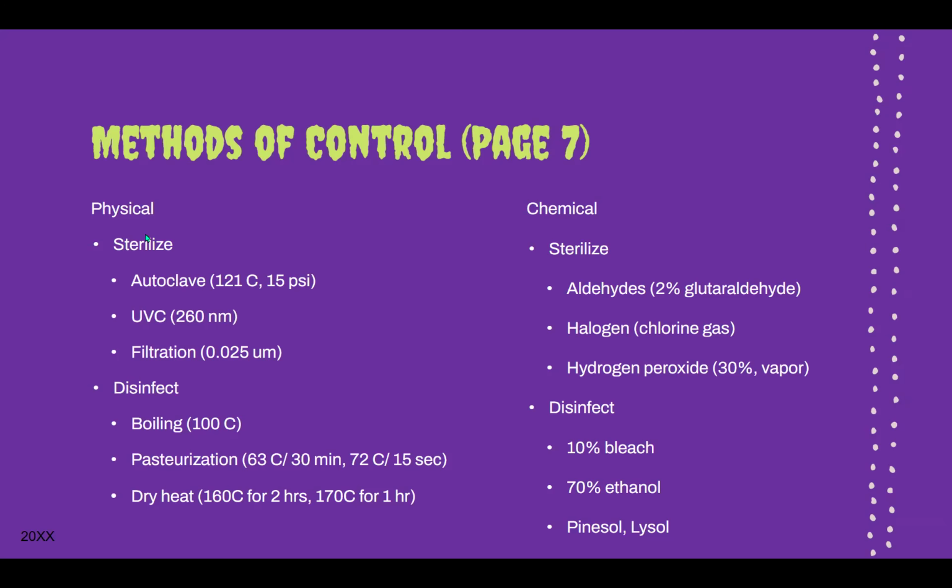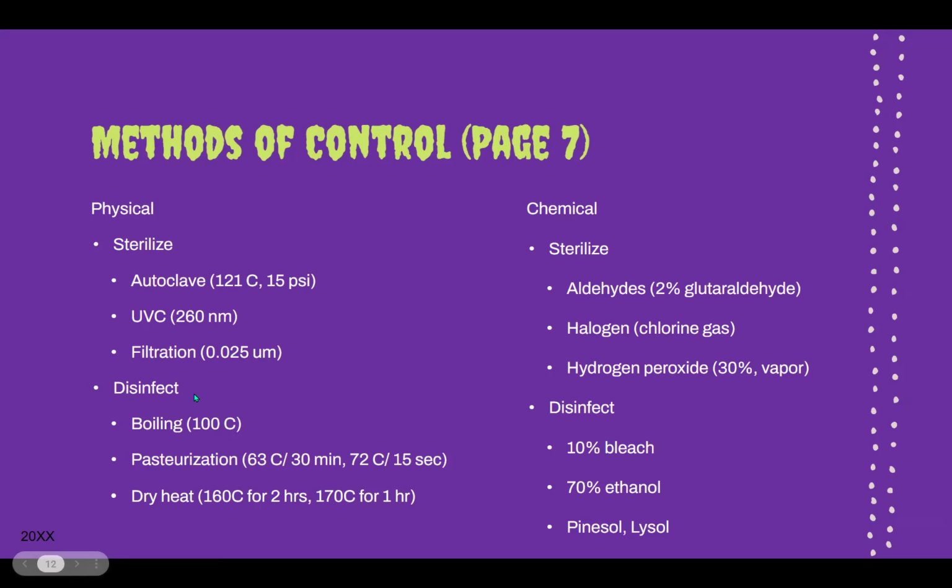So when you go through here, physical methods of sterilization, you're going to have autoclaving at 121 Celsius at 15 psi. You're going to have UVC at 260 nanometers, and you'll have filtration at 0.025 micrometers. If you just memorize two ways to sterilize, you can answer basically most of the questions Dr. Coward is going to ask. So don't focus on all of them. Just pick one or two that you like, that you'll memorize, and that way you go with those on the exam. So for physical methods, you've got your two ways of sterilizing.